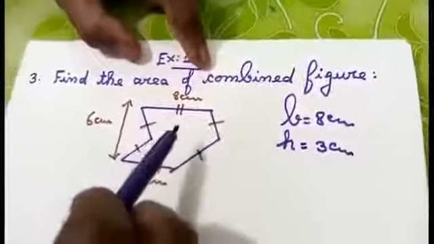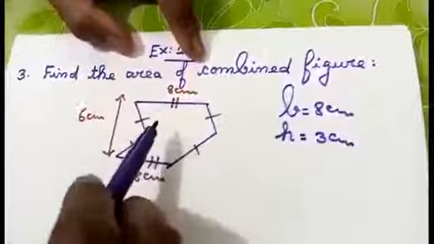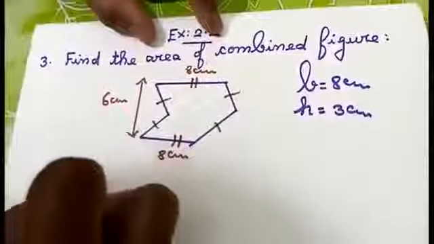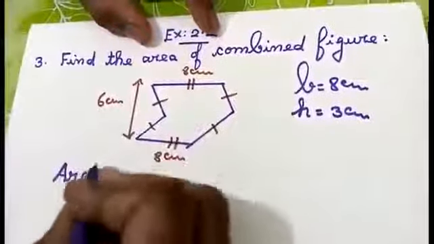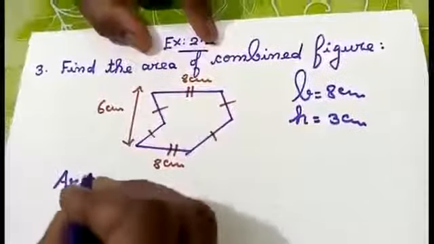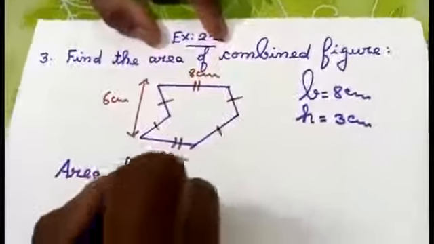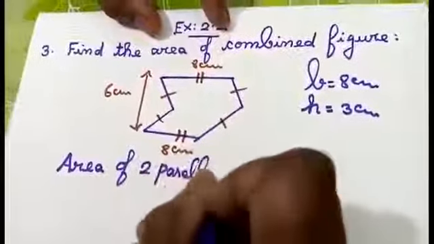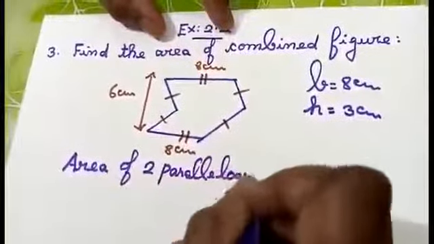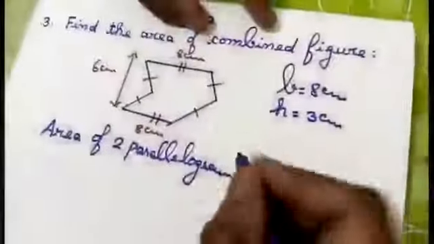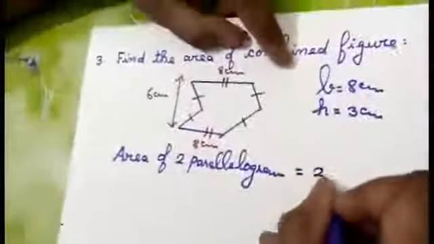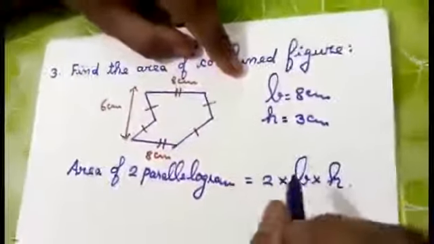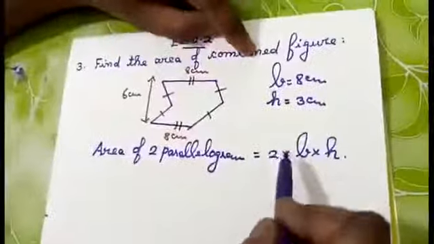For each parallelogram, I am going to take the height as 3 centimeter. So, area of two parallelograms. The formula for area of parallelogram is base into height. I am having two figures, both the figures are in the form of parallelogram. So, area of two parallelograms is equal to 2 into base into height. Since I am having two figures, I am writing it as 2.